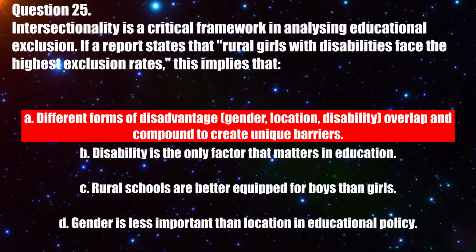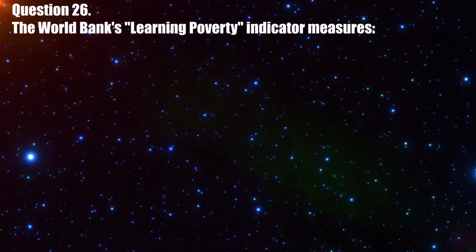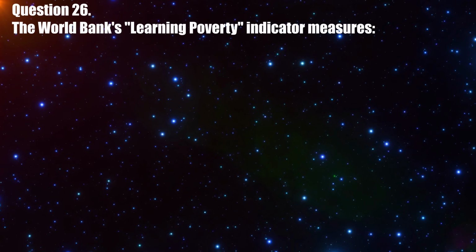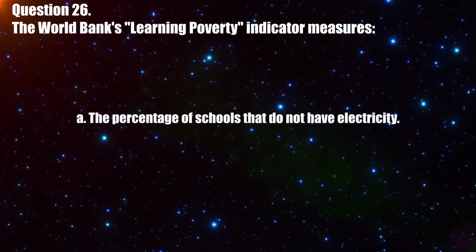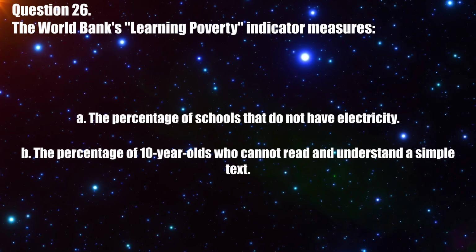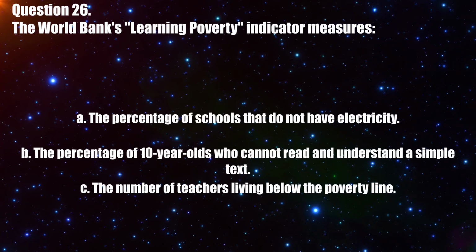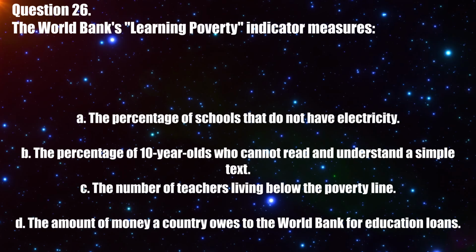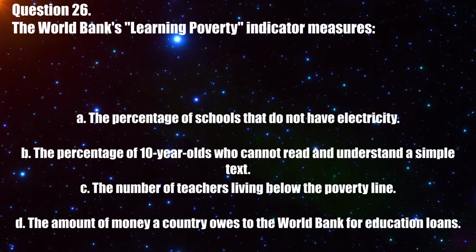The correct answer is A. Question 26. The World Bank's Learning Poverty Indicator measures A. The percentage of schools that do not have electricity. B. The percentage of 10-year-olds who cannot read and understand a simple text. C. The number of teachers living below the poverty line. D. The amount of money a country owes to the World Bank for education loans.